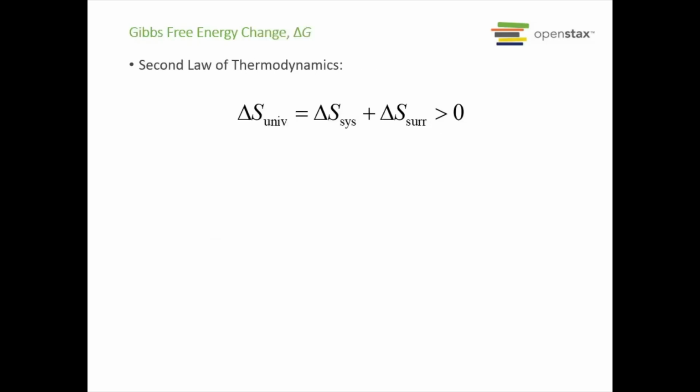So just to refresh your memories, the second law of thermodynamics told us that the change in entropy of the universe is equal to the change in entropy of the system plus the change of the surroundings, and it's greater than zero. And when you have a delta S greater than zero, overall you are increasing delta S of the universe, making a spontaneous process.